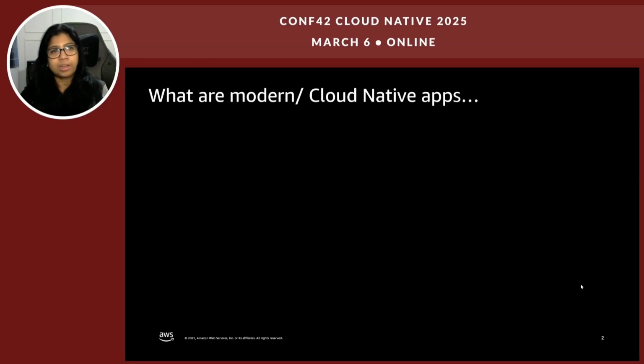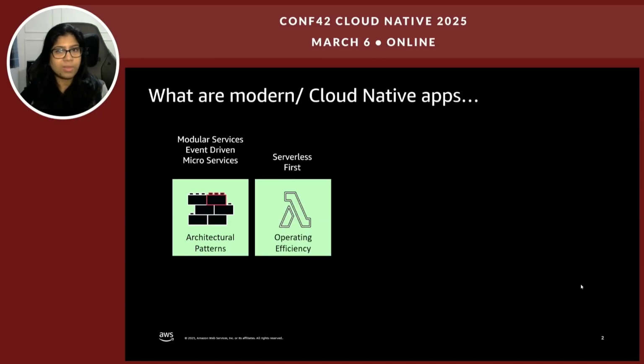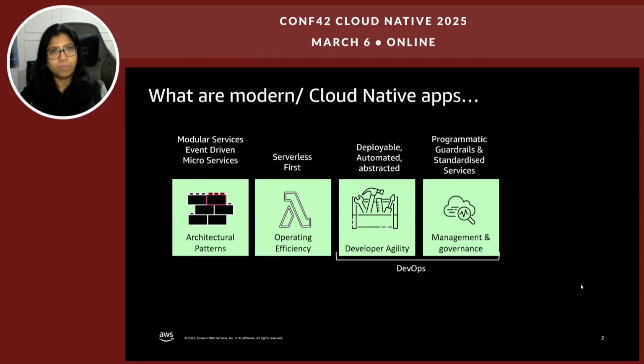How do you define a modern cloud native app? Through modern architectural patterns like event-driven architecture and microservices, and using serverless services wherever possible to increase operational efficiency and have developer agility, that is, the ability to deploy fast in an automated way, and have abstractions wherever possible to remove the undifferentiated redundant work. And of course, on top of that, have the necessary guardrails and use standardized services so that you have your governance still in place along with speed.